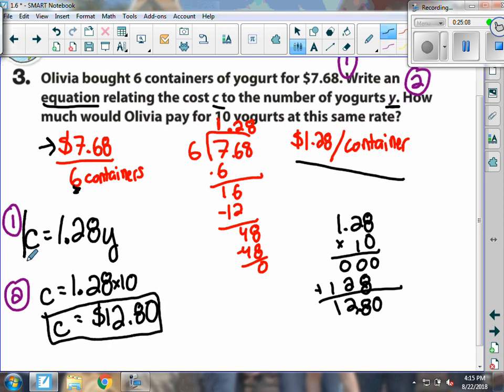So you need to have both the formula, your equation you came up with, and the answer to the question they've asked.